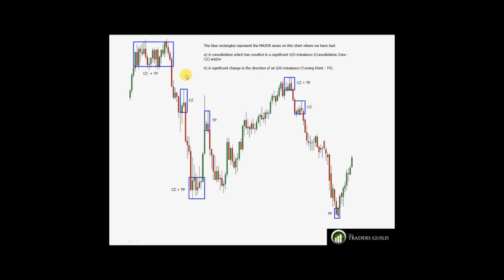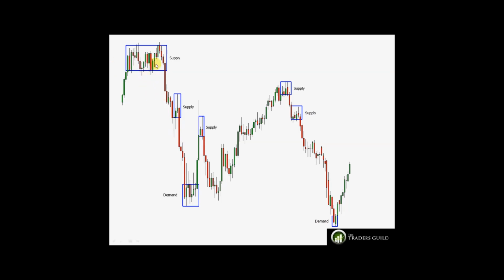So if supply is exceeding demand out of a zone, then this is obviously a supply zone, because this is where the supply exceeding the demand imbalance originated. Looking at the same chart again, we just mark them simply: supply, supply, supply, demand. A demand zone is where demand is exceeding supply, i.e. where the imbalance occurred within this zone.